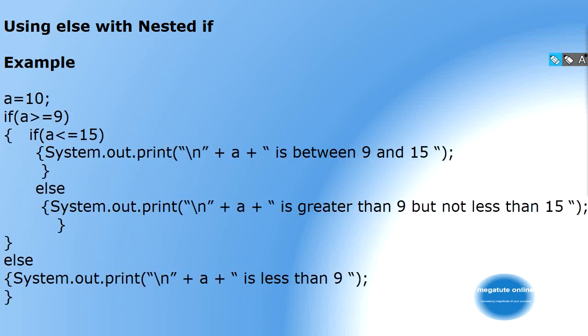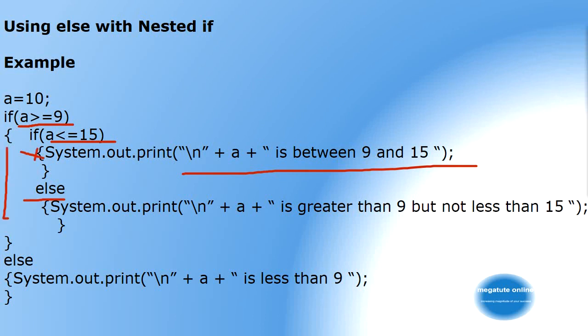For example, here I'm checking if the number is more than 9 and the number is less than 15 using the nested if, I say that the number is between 9 and 15. Now, the else of this means this condition is not true. So it will come here, but still it is inside this if, so that means the number is more than 9, but not less than 15. So I can say the number is greater than 9, but not less than 15.